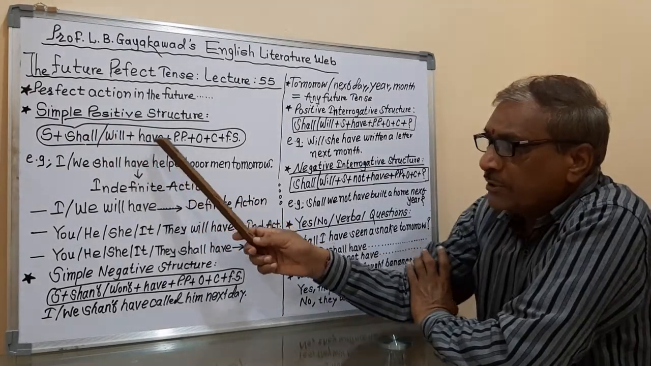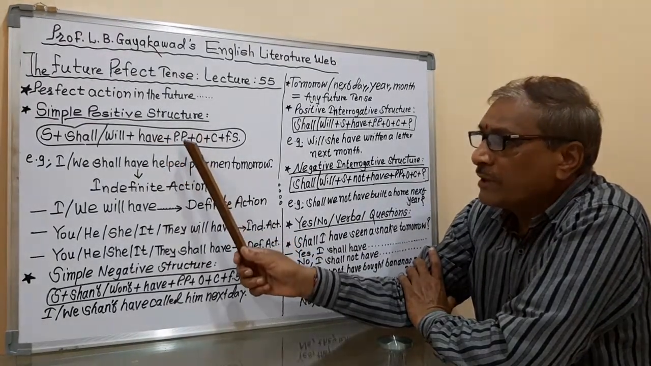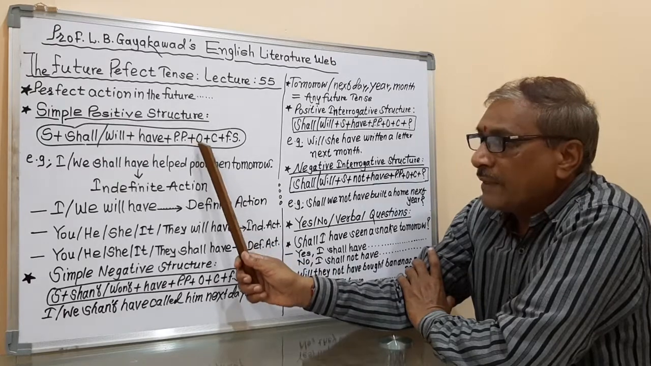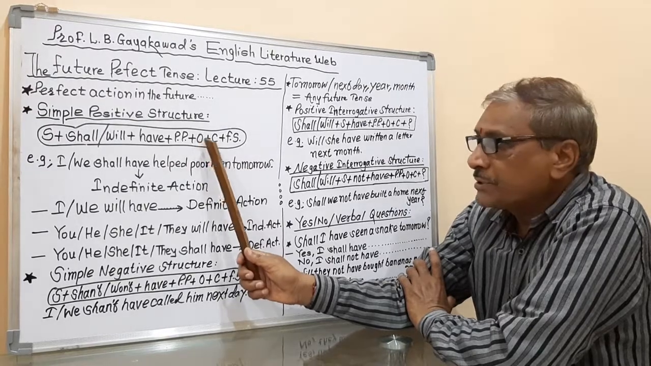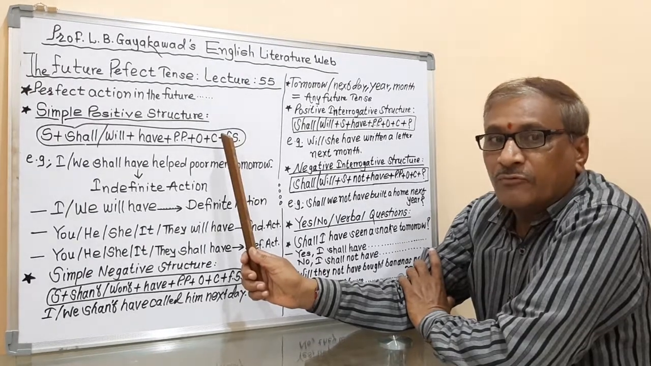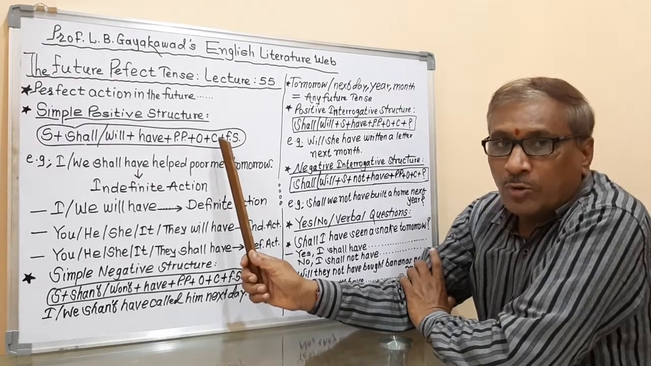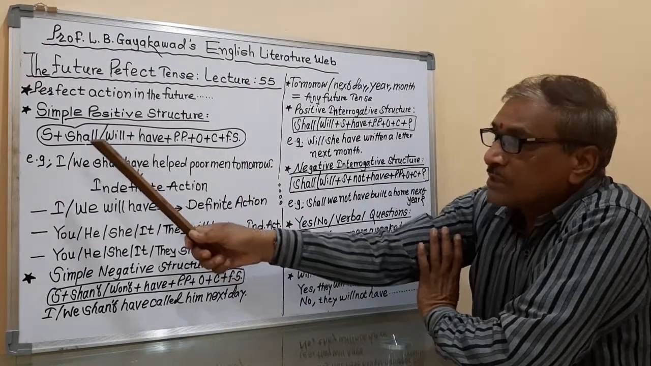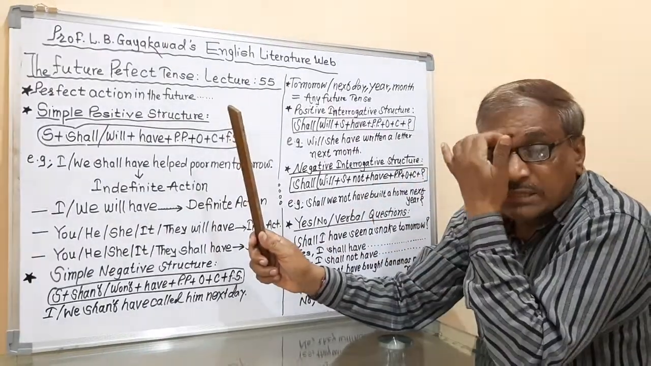Then we will take have, that is the helping verb. Then there will be the PP. PP means the past participle we will use there. Then there will be O. O means object. Then C. C means complements, and complement means the words which help to complete the meaning of the sentence. So they are called the complements or complementary words. Then the full stop. So this is the simple positive structure, meaning a sentence.